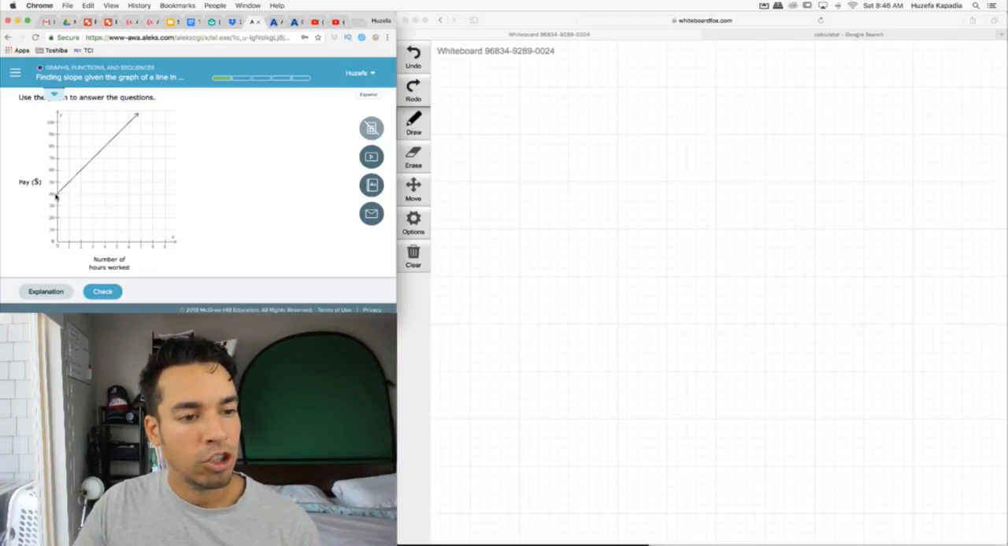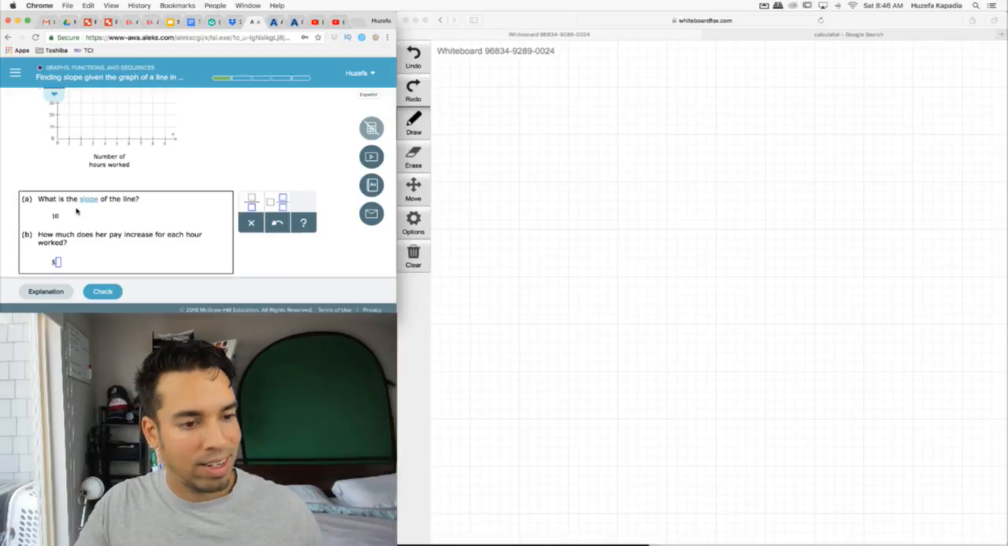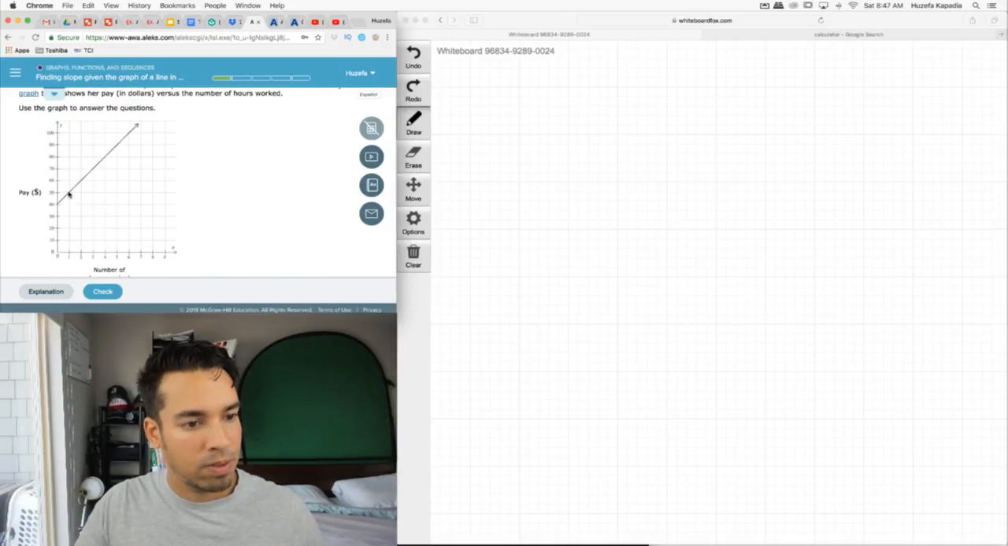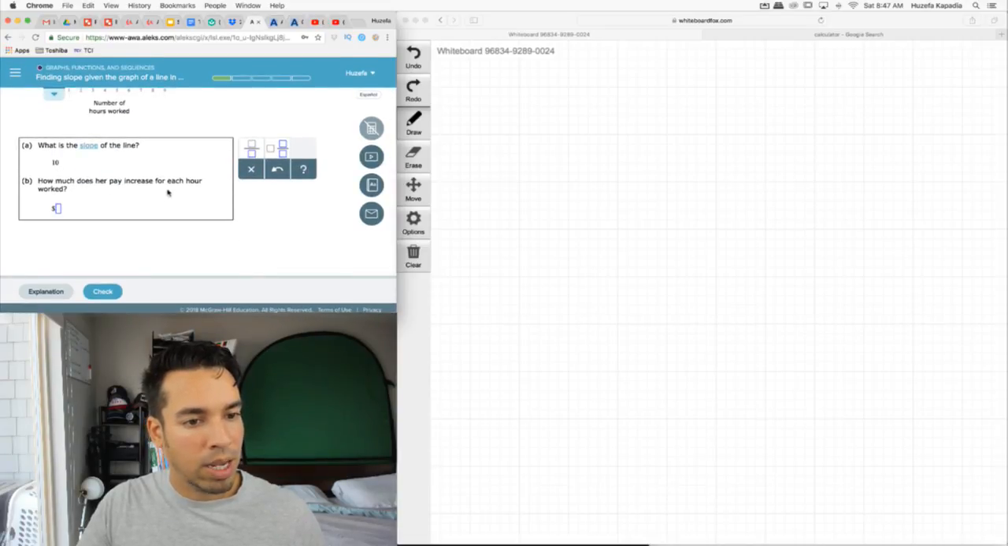So I can't just look at the one value and say the slope is 50. It's how much it changes every hour. From 0 to 1 it changes by $10. From 1 to 2 it's another $10. So the slope is 10. It changes by $10 for every 1 hour. And again, slope is rise over run. It's rising by 10 as it goes over by 1. How much does the pay increase for each hour? Well, that's the slope. Slope is rate of change.